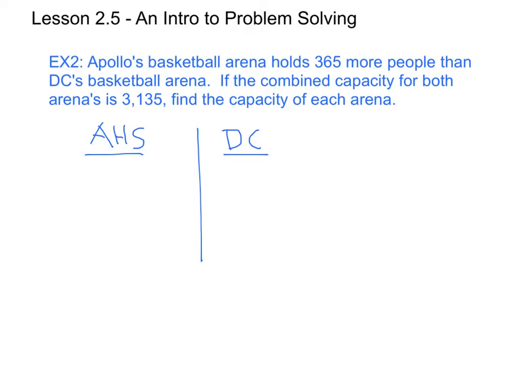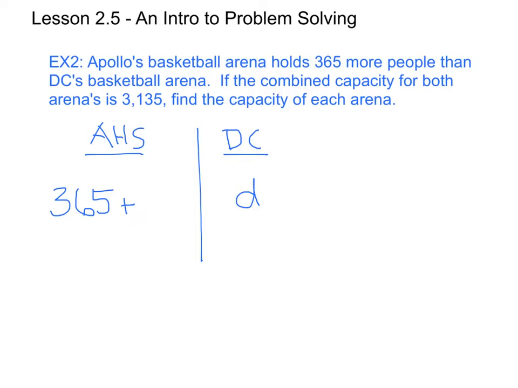So if we scan the problem, we'll realize they don't tell us how much Davis County's basketball arena holds. Well, in math, when you're looking for a number and you don't have it, we use a variable. So for DC's basketball arena, since we don't know what it is, let's use a lowercase d. We just don't know. But what we do know is that our arena, Apollo's arena, holds 365 more than DC's.